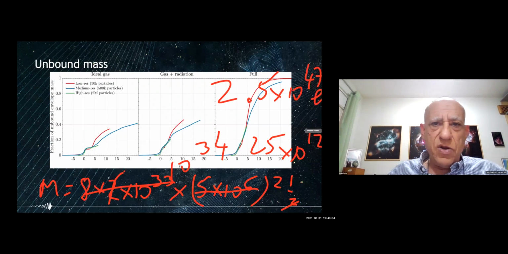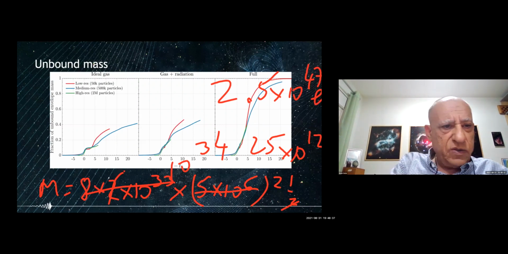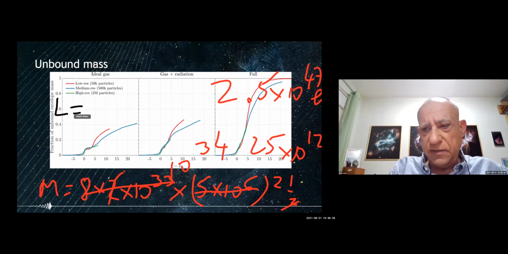Now let's look at the luminosity of the star. What is the luminosity of the star?